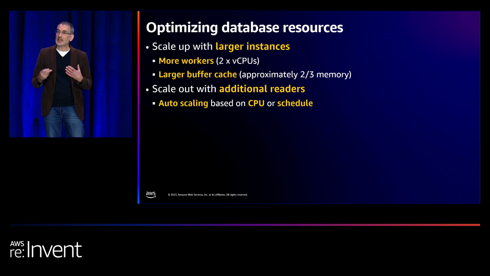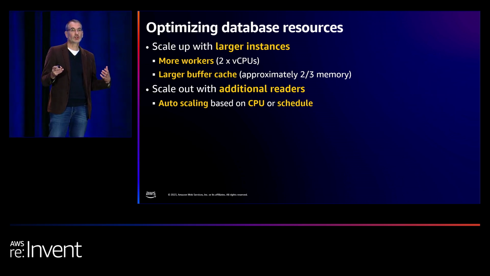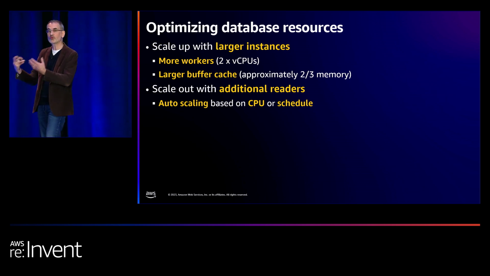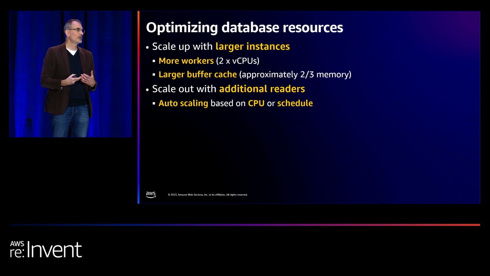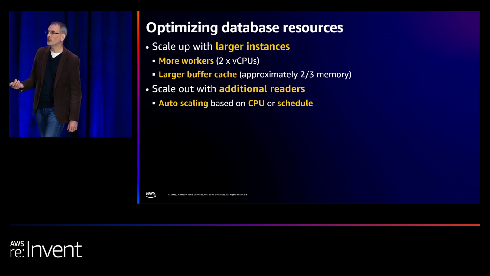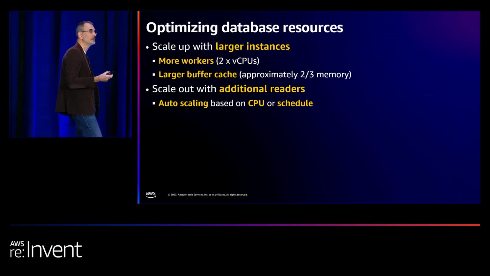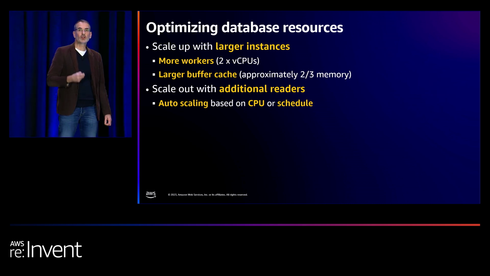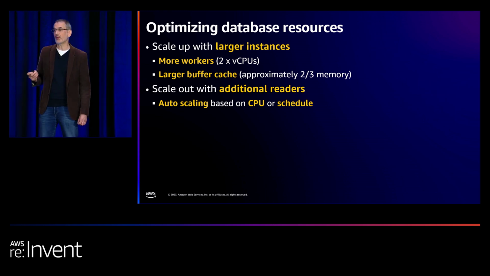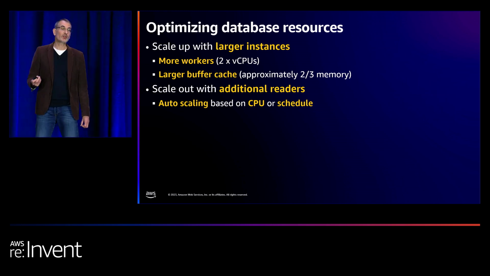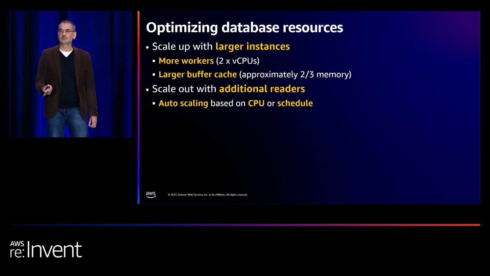But besides scaling up, you can also scale out for high read workloads with additional read replicas. You can add read replicas, up to 15 read replicas to a cluster. Now, you can do that manually via the console or the CLI or the SDK or a CloudFormation template. But Neptune also has an auto-scaling feature that will add and remove read replicas based upon CPU thresholds that you specify or based on a schedule that you supply.